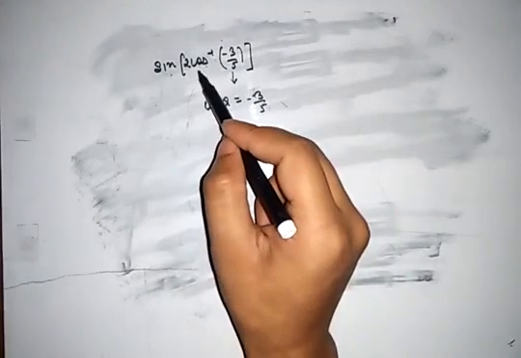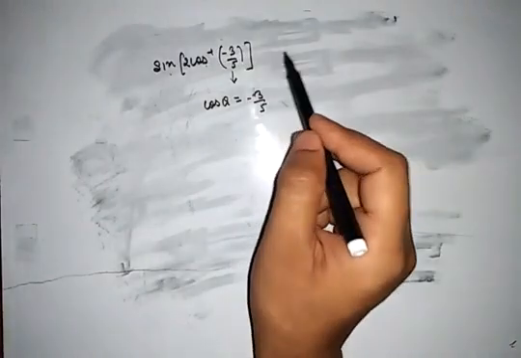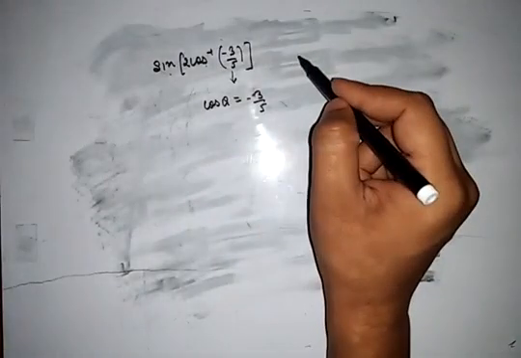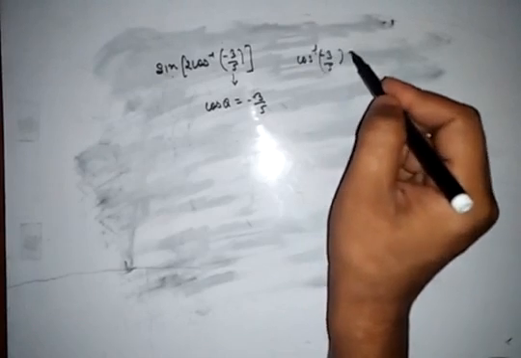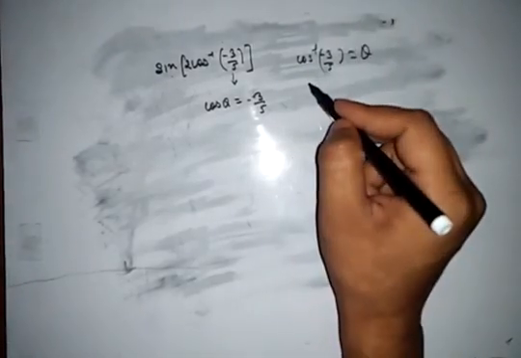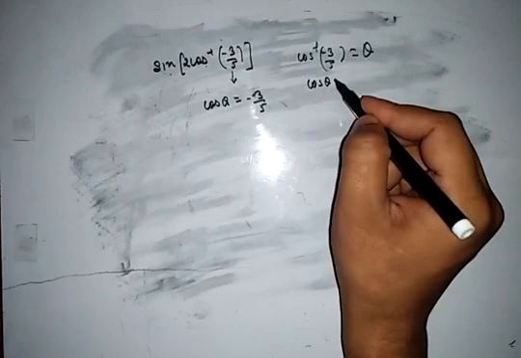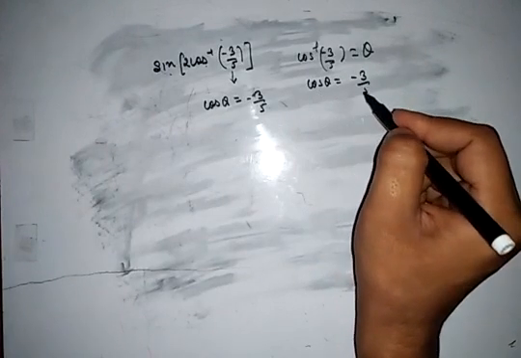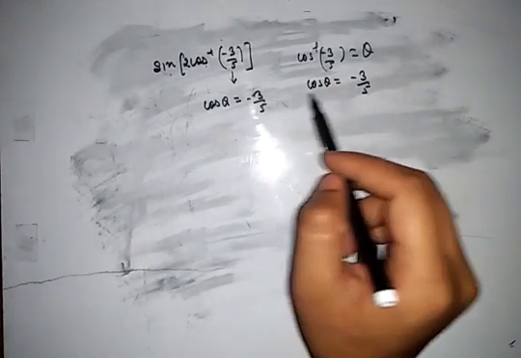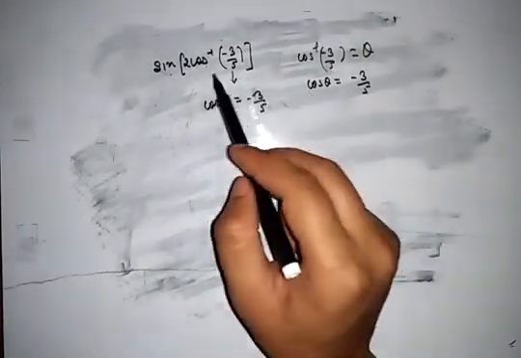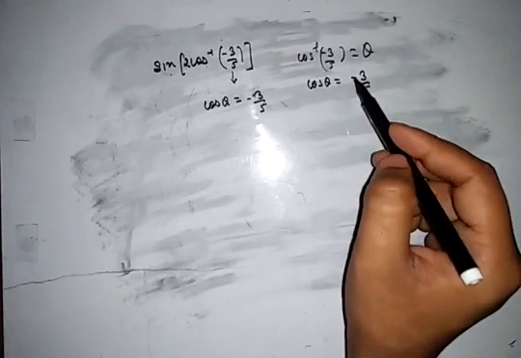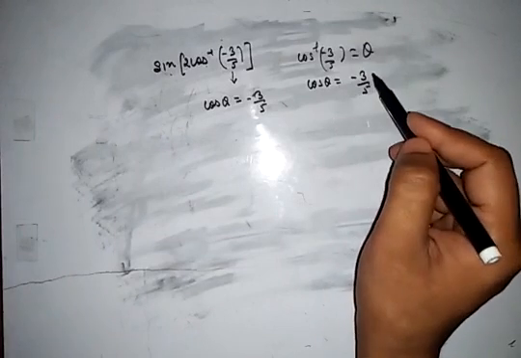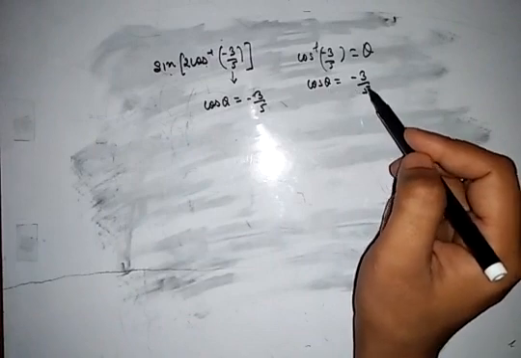If you assume cos inverse of minus 3 by 5 is equal to theta, then you will get cos theta is nothing but minus 3 by 5. Since theta belongs to 0 to pi, we have cos theta is minus 3 by 5.